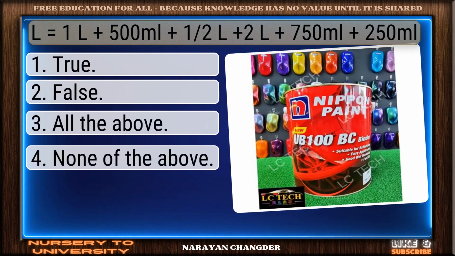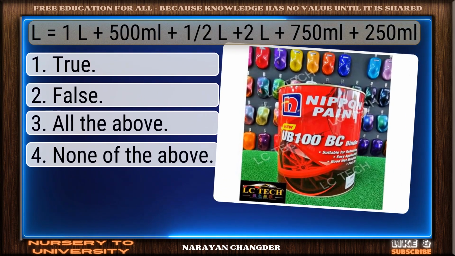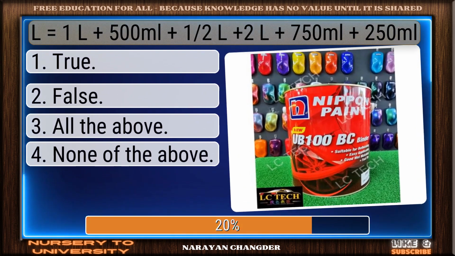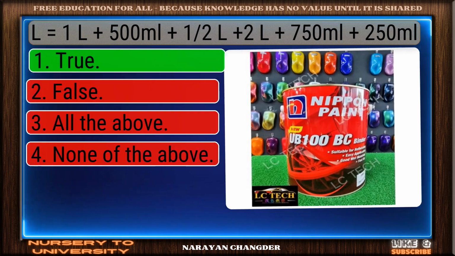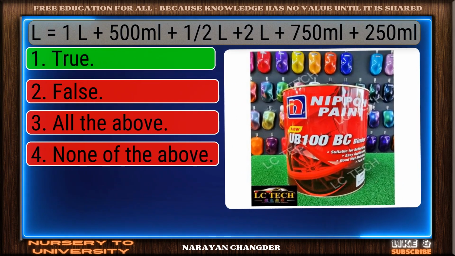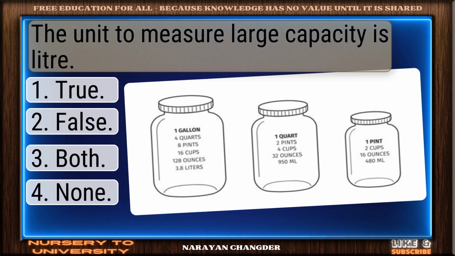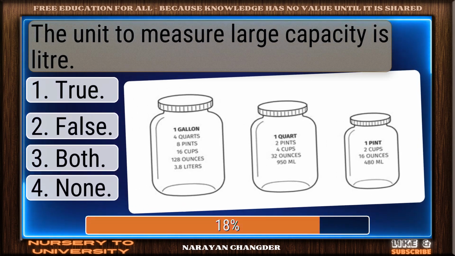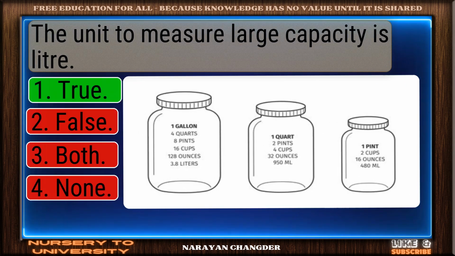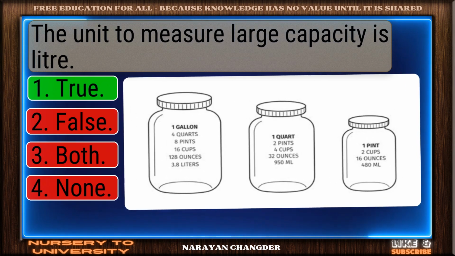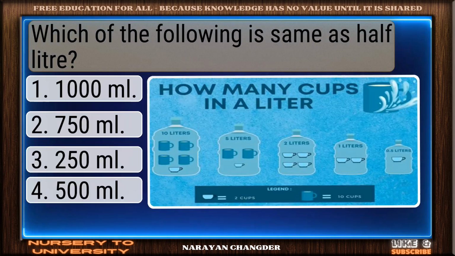1 L plus 500 ml plus 100 ml plus 2 L plus 75 ml plus 250 ml. Valid point. True is true. The unit to measure large capacity is liter. Great thinking. True is the right choice.